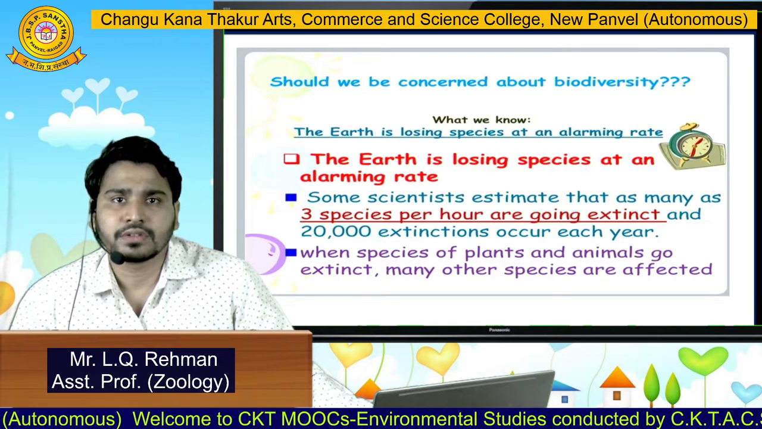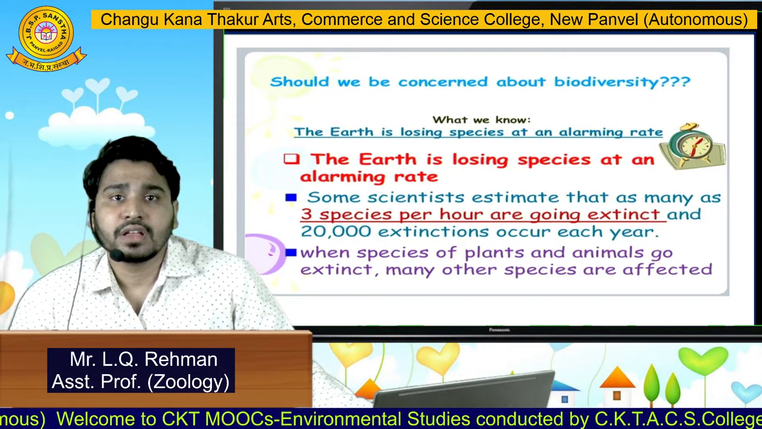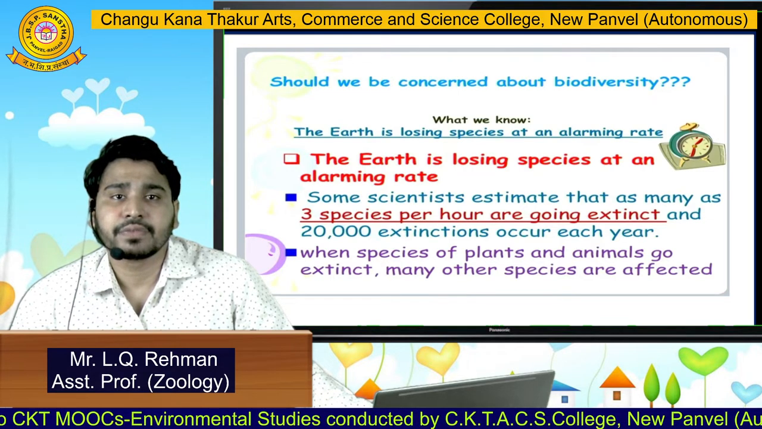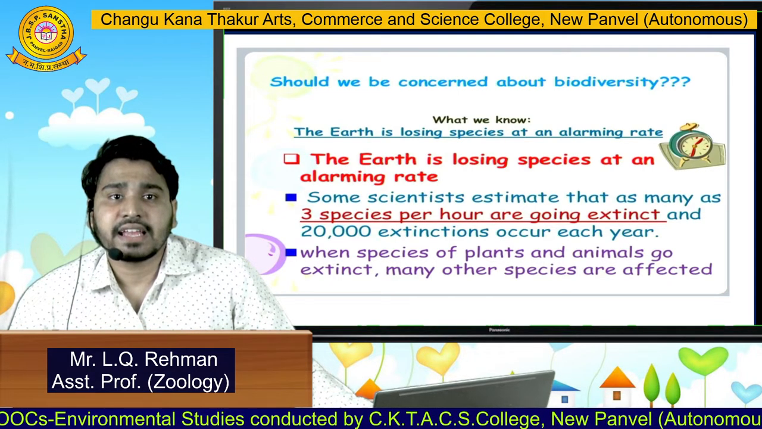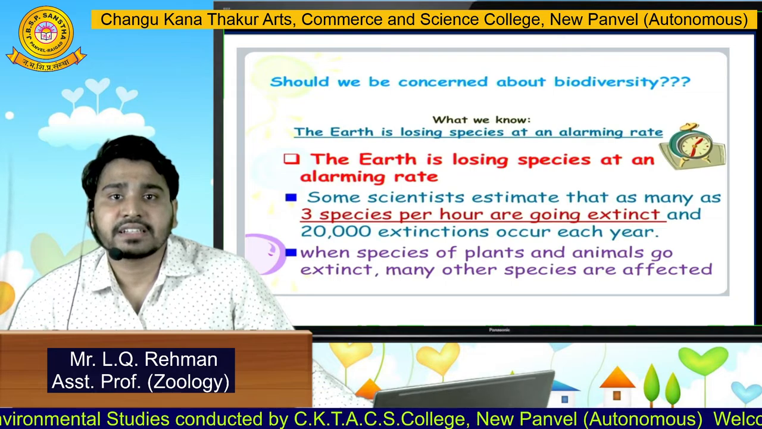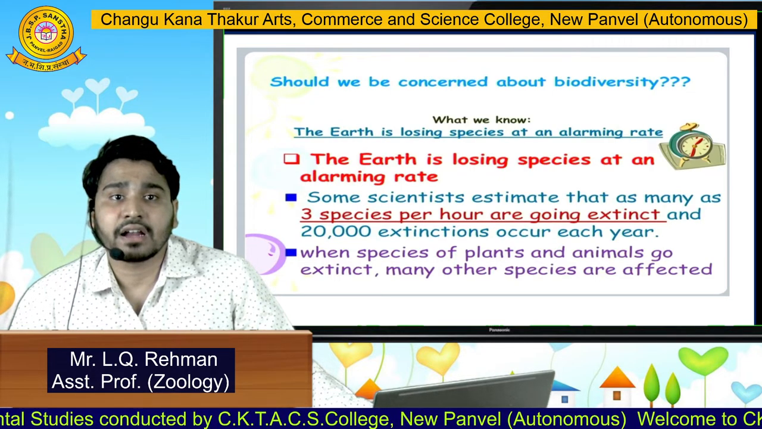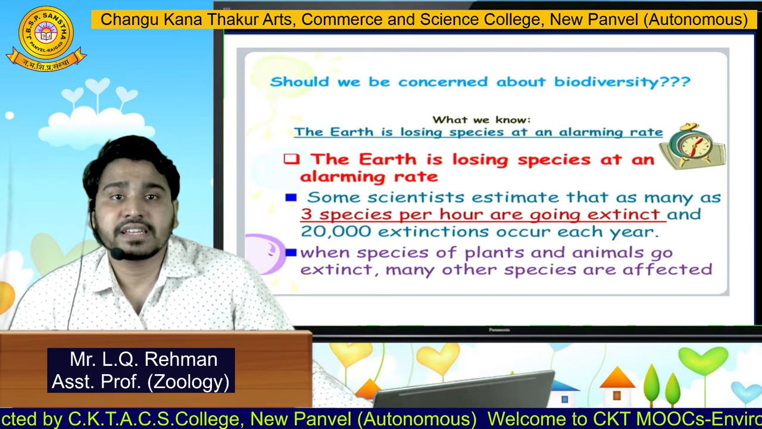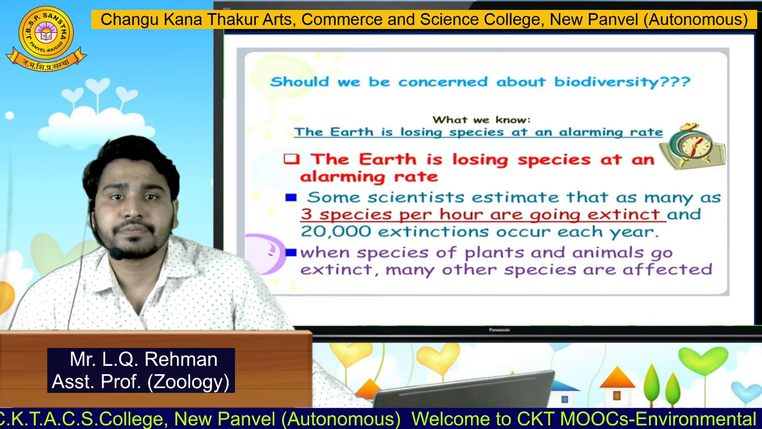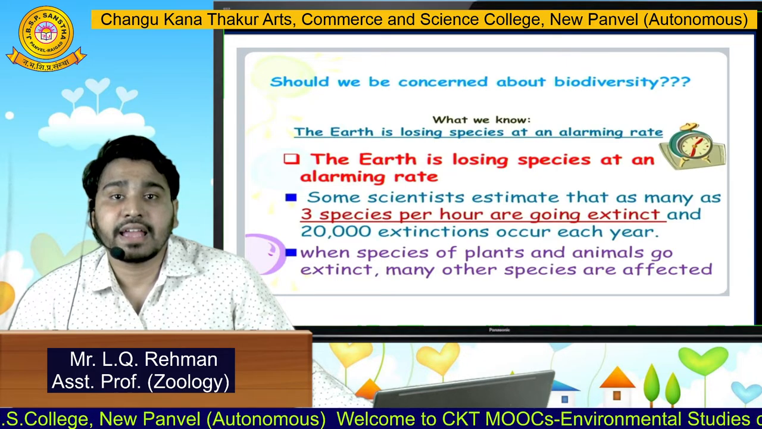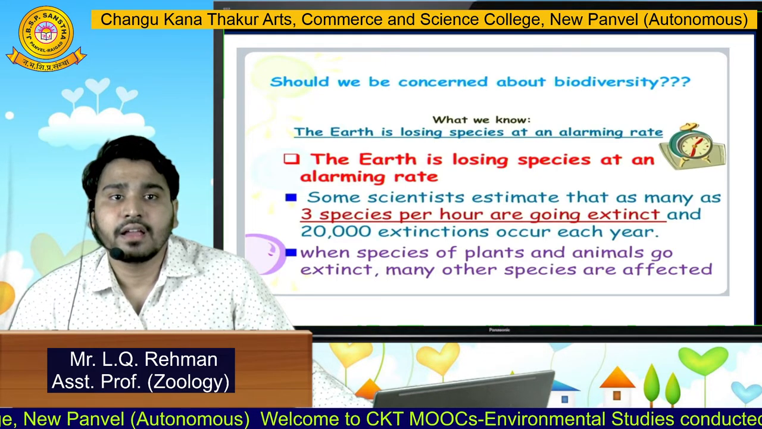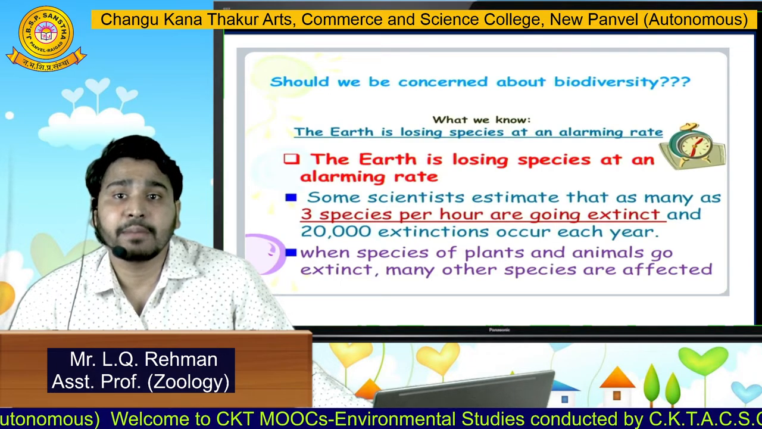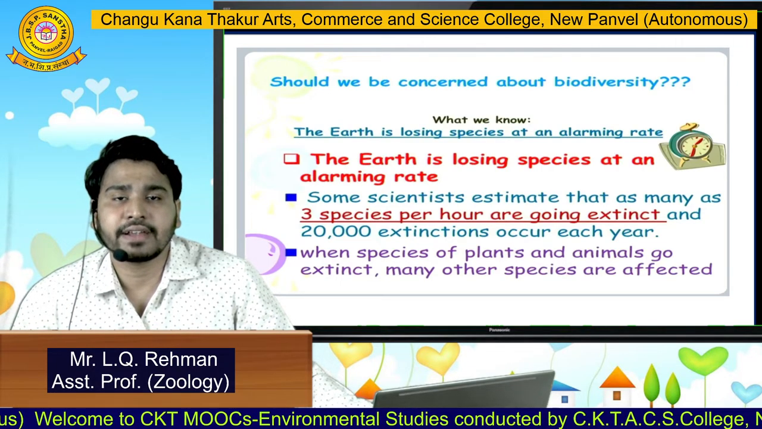Yes, of course. As you all know, the earth is losing species at a very alarming rate. Some scientists estimate that as many as 3 species per hour are going extinct, and 20,000 extinctions occur each year. When species of plants and animals go extinct, many other different species which are related to them or dependent on them are also affected.